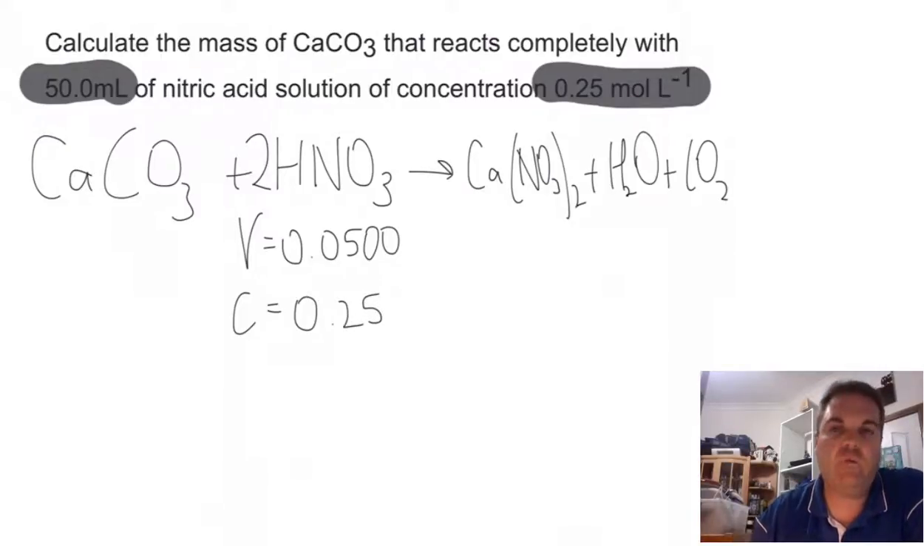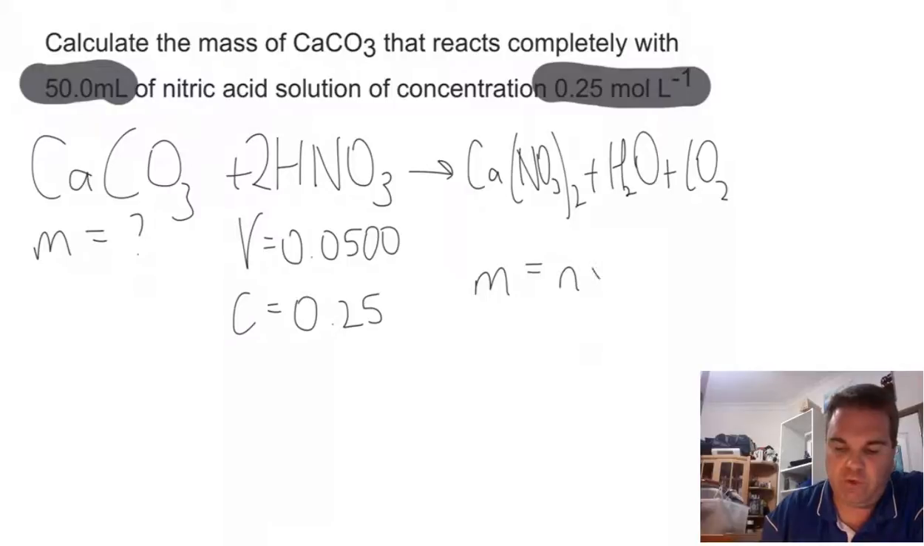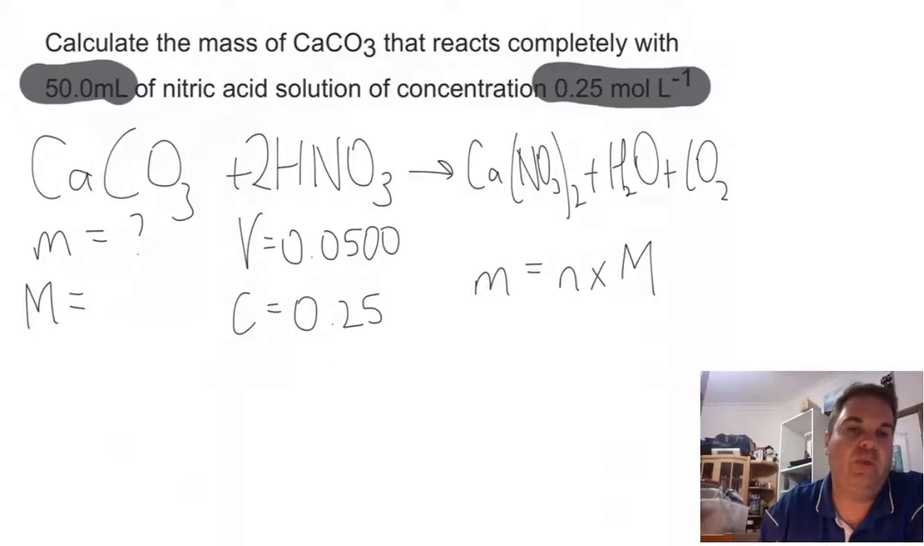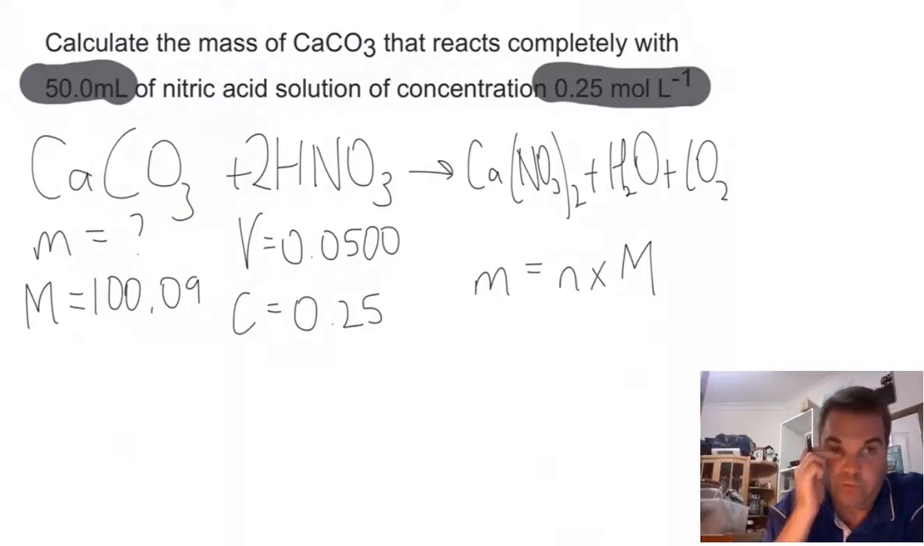So that's writing down what we know from the equation. What we're trying to do is calculate the mass of calcium carbonate. Now, using our equation, to calculate mass, we need to know number of moles and we need to know molar mass. So we need to work out the molar mass of calcium carbonate, and we get that off the periodic table by adding up the mass of calcium plus a carbon and 3 oxygens, and that works out to be 100.09 grams per mole.